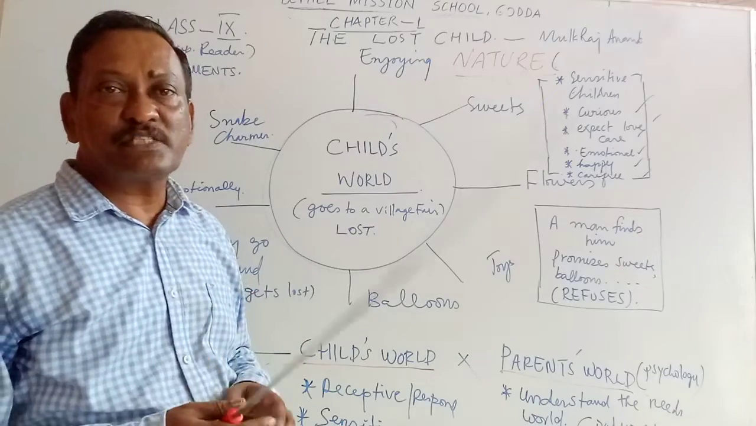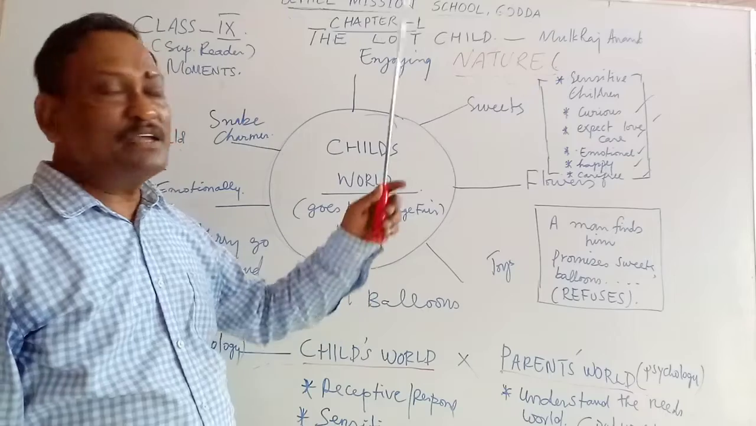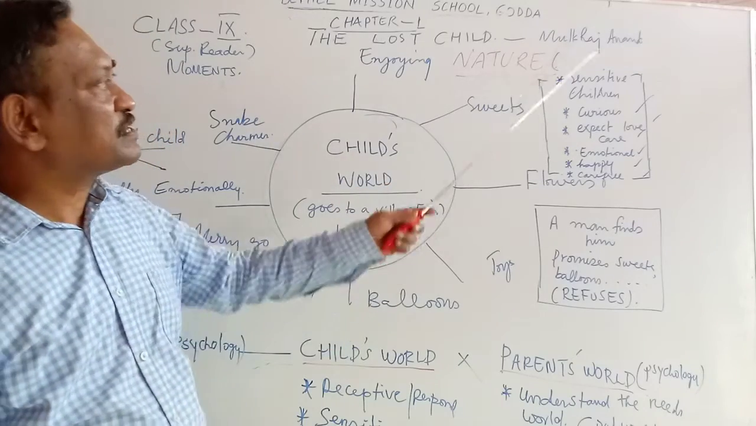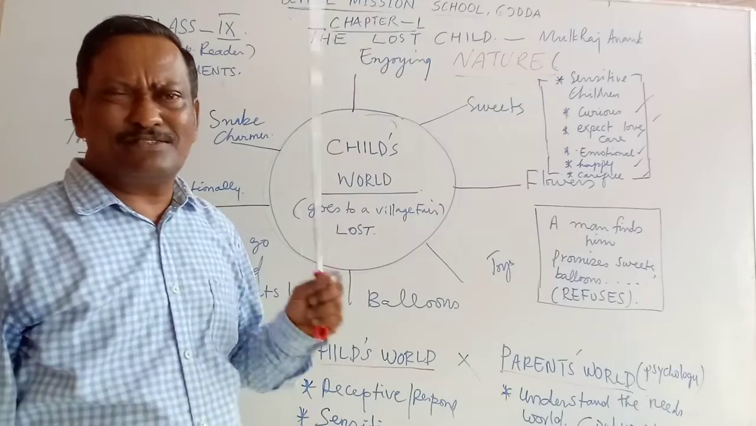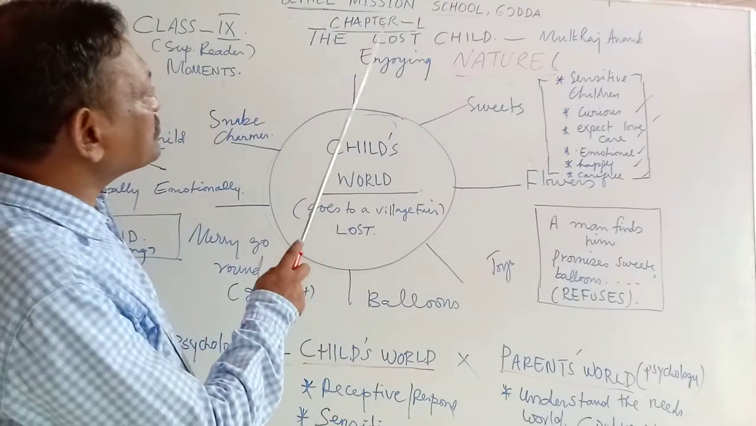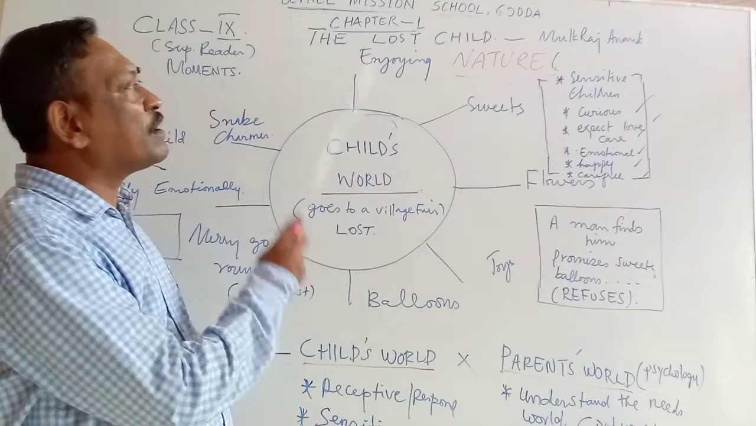Today we are going to discuss a lesson by the name The Lost Child. And the name of the writer is Mulk Raj Anand, a famous Indo-Anglian writer. He has written several novels and also short stories. So as you see, the title of the lesson is The Lost Child.